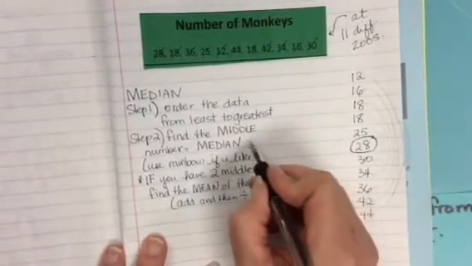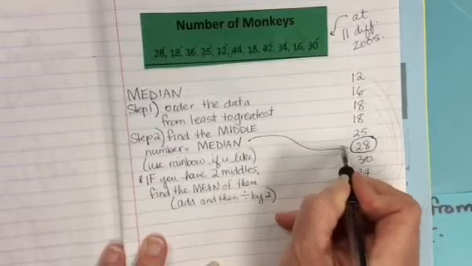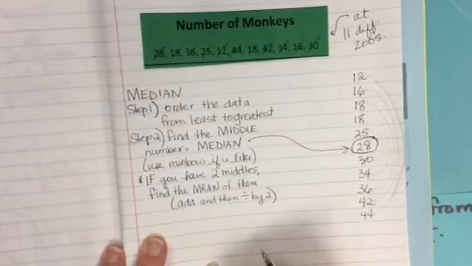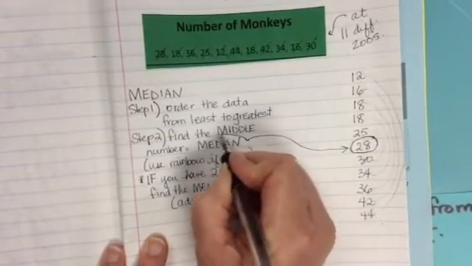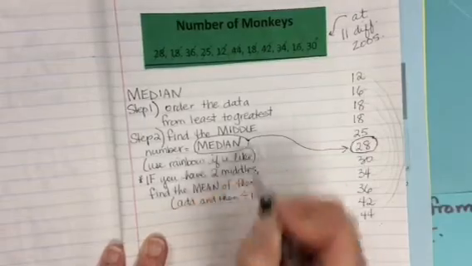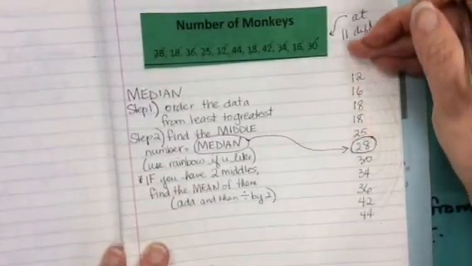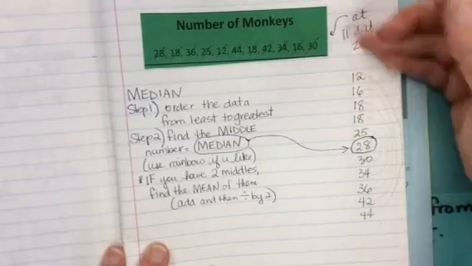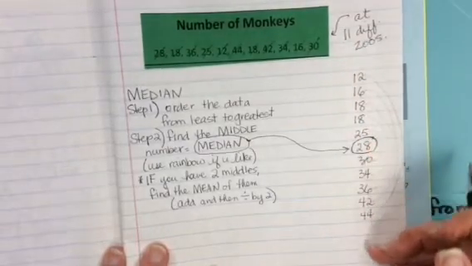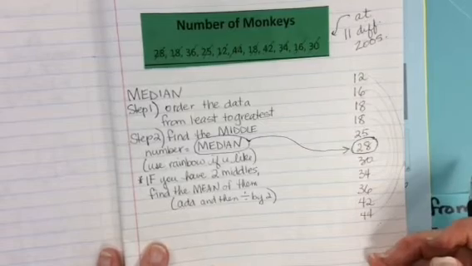Okay, so here is our median. It is 28. That is our median of this set of data. What does that mean? That means it is the center number. Half of all zoos have fewer than 28 monkeys. Half of all zoos have more than 28 monkeys.